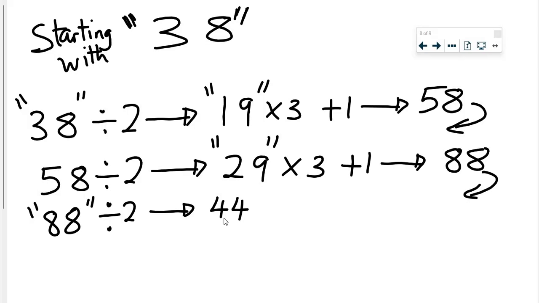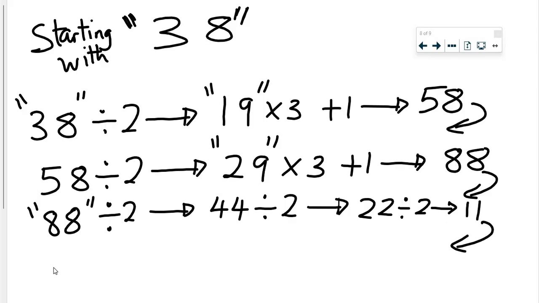Again, 44 is an even number, divide by 2. What do you get? 44 divided by 2, you get 22. 22 is even, divide by 2. What do you get? 22 divided by 2, that is 11. 11 is an odd number. You need to multiply by 3, add 1. What do you get? 11 into 3 plus 1, you get 34.